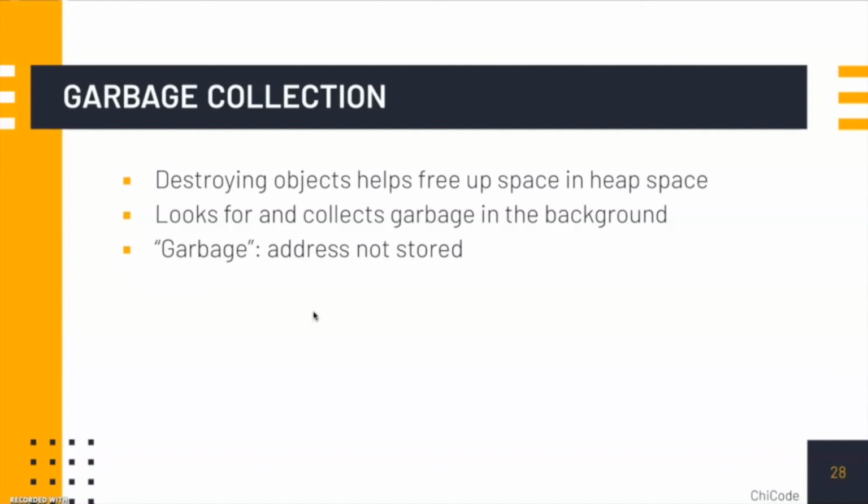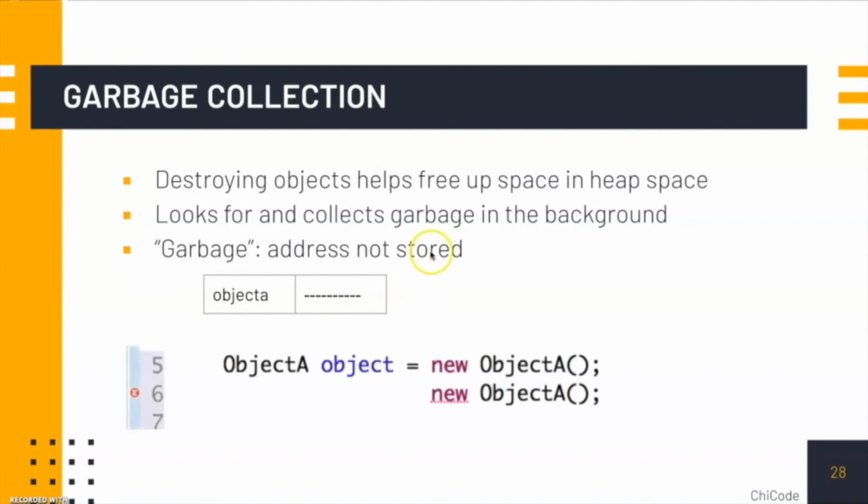So the garbage collection runs in the background of your computer and looks for any objects that don't have a stored reference. This is where the term garbage comes in, and garbage is objects that do not have an address stored. As you can see here, this object A does not have a reference. This reference was not stored when the new operator was called, so it doesn't have a reference. So then you can see that the garbage collector would come and pick it up.